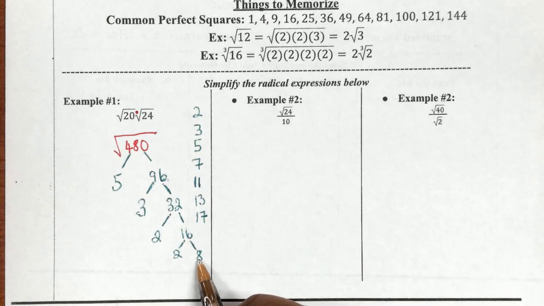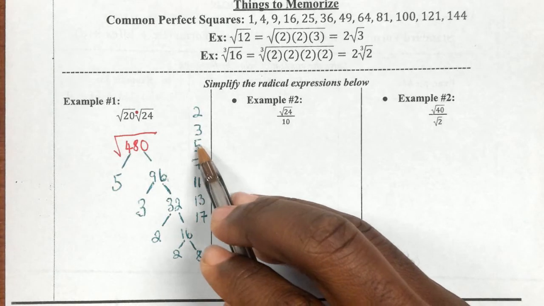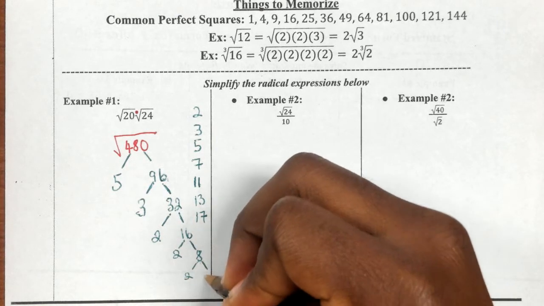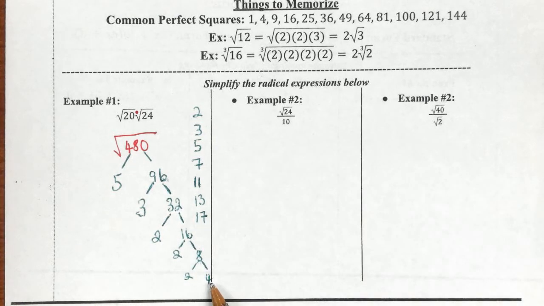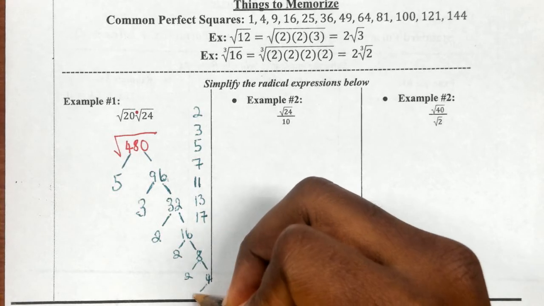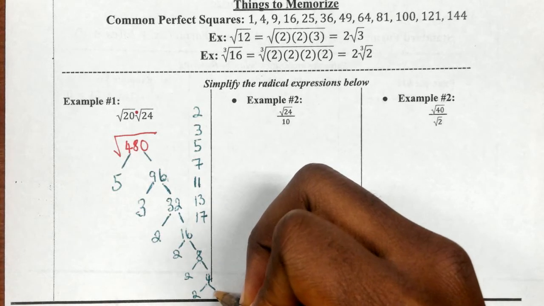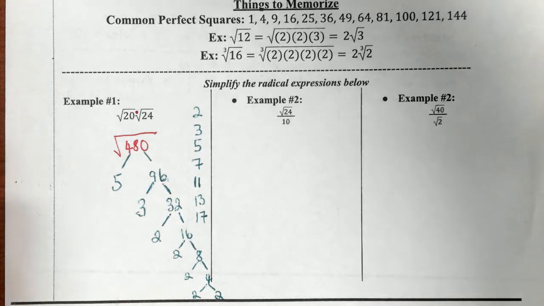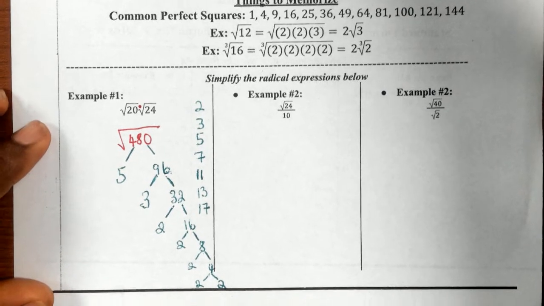Can I divide 8 by 7? No. 5? No. 3? No. 2? Yes, and I get 4. And I can divide 4 by not 3, but by 2, and I have a remainder of 2. I cannot divide 2 any further. That's as far as I can go.